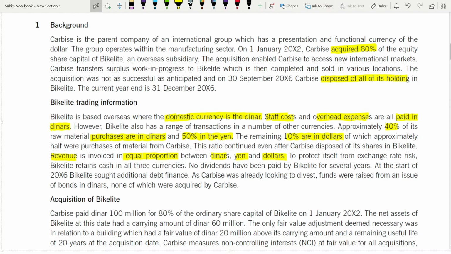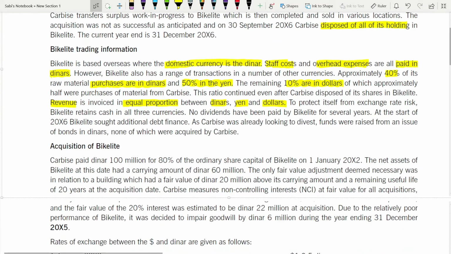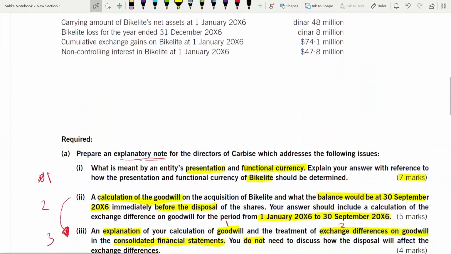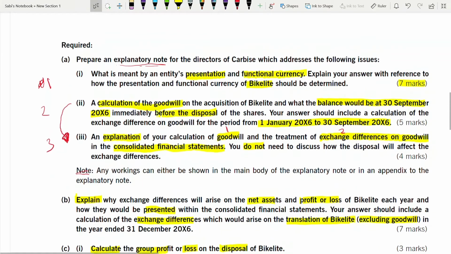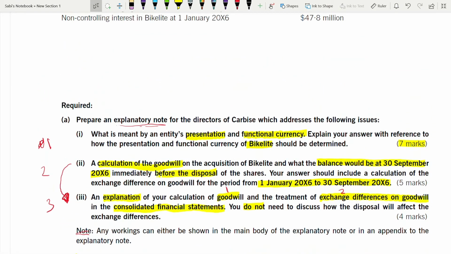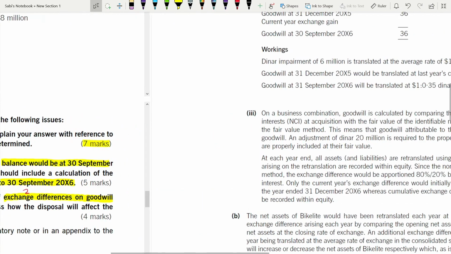So before I go to the acquisition part, by just reading this much of the case study, I can answer my first requirement. Doesn't it make sense that first I finish that and then I go to the next, rather than reading the whole case study? Because I very clearly know that the acquisition of Bakelite is not important for my first requirement, which is the first part of A. That other requirement comes when I have to answer the second and third parts of A and also part B. So now I can see what the presentation and functional currency concept is. Let's see the answer and how it will be determined.